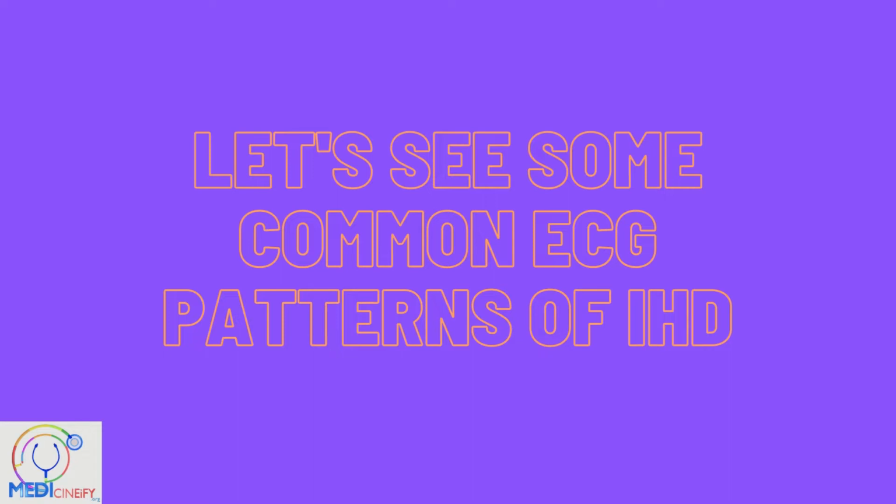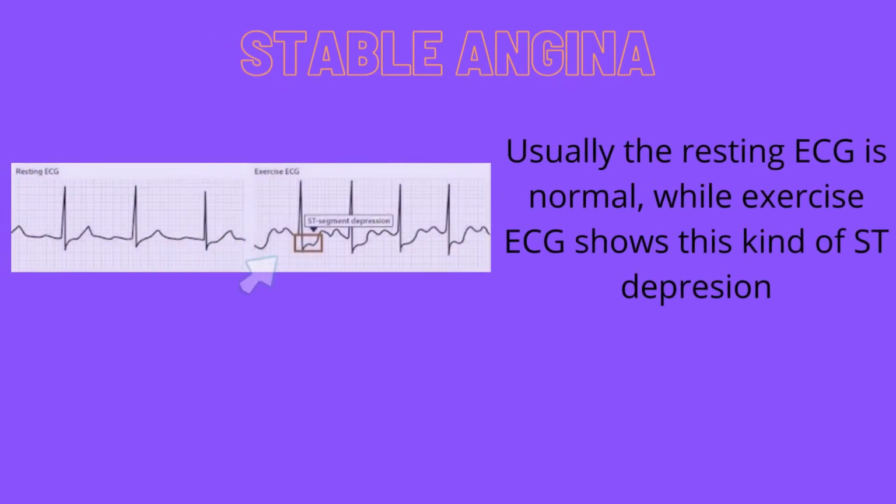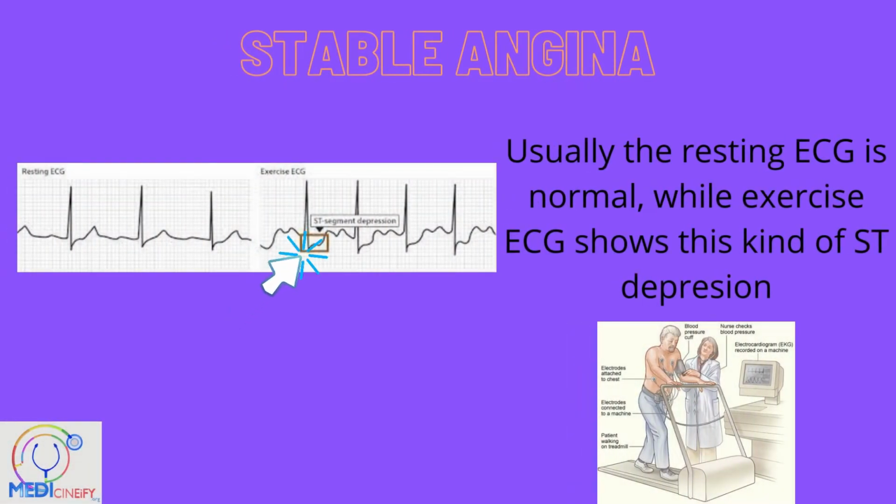Right. Let's see some common ECG patterns of ischemic heart diseases. Stable angina. Usually the resting ECG is normal, while exercise ECG shows this kind of ST depression. You can see the arrow point here. Take a screenshot if you want. ST depression in exercise ECG of stable angina. The bottom diagram shows how we are doing an exercise ECG. Please refer to our ECG theory video. We already explained about how we are doing exercise ECG. Let's move on.